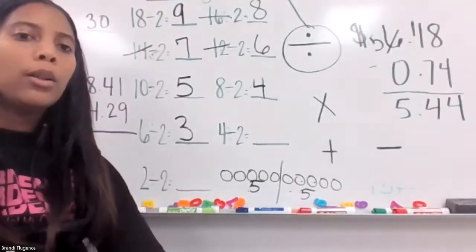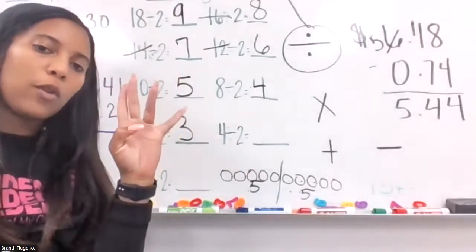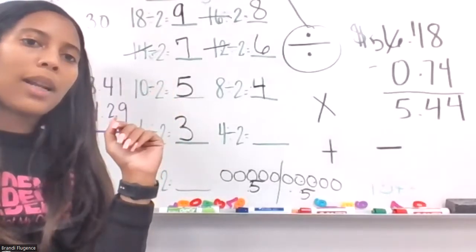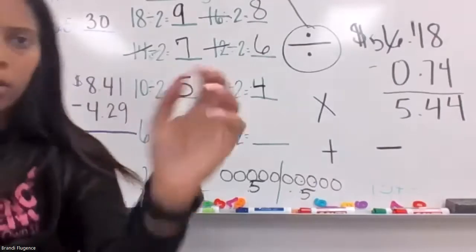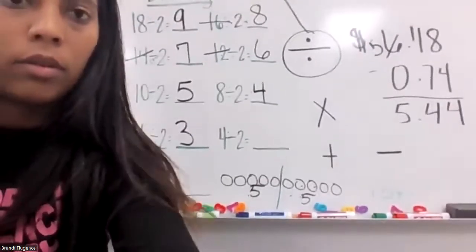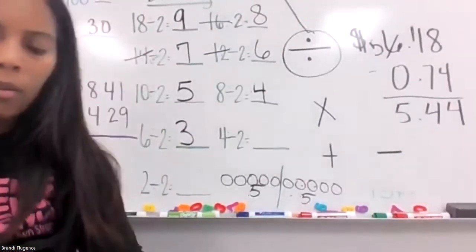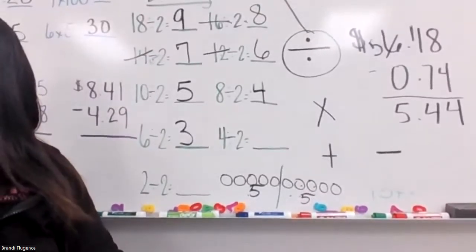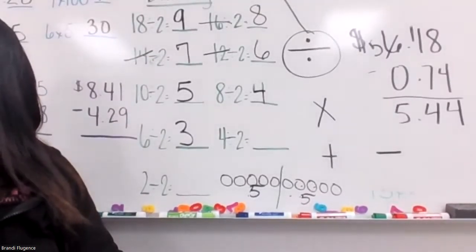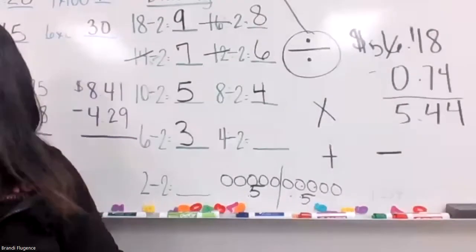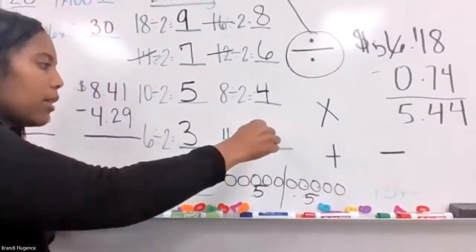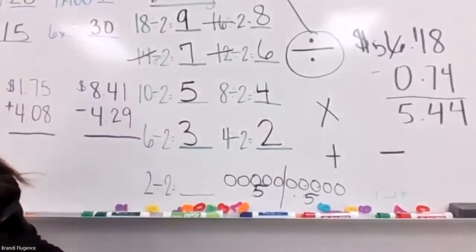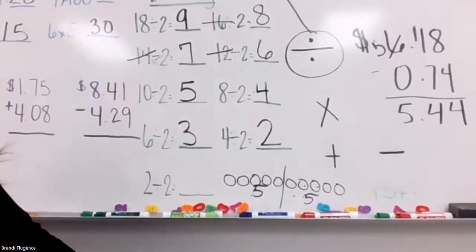4 divided by 2. If I have 4 and I split the 4 in half, how many would I have if I split it down the middle? I know this now. Okay, Camille? 2. Yes, 4 divided by 2 is 2. 2 times 2 is 4, so 4 divided by 2 is 2.